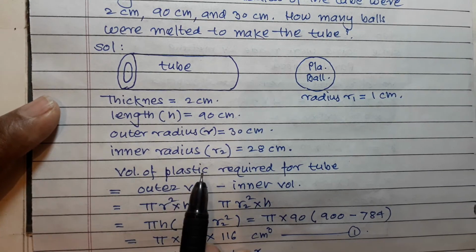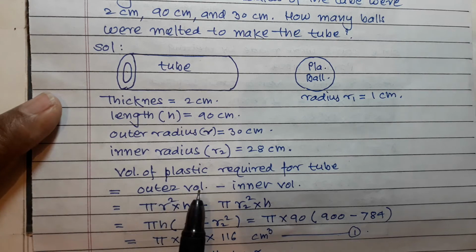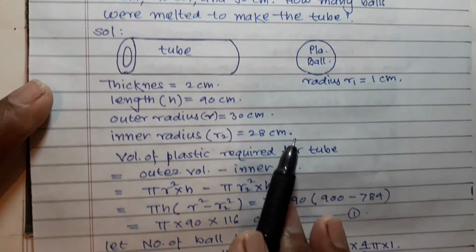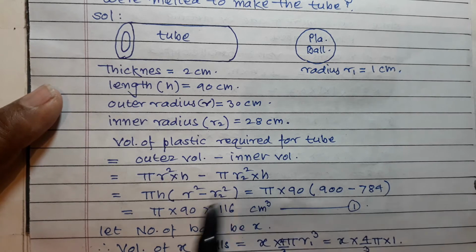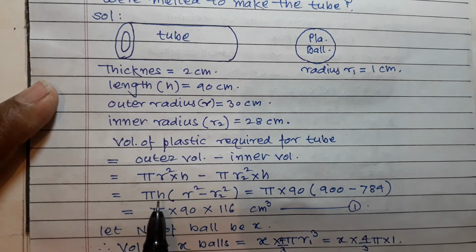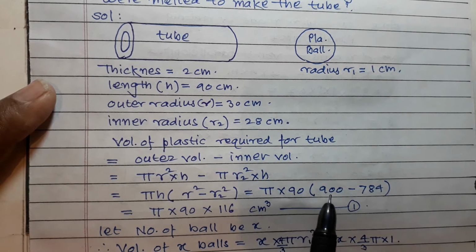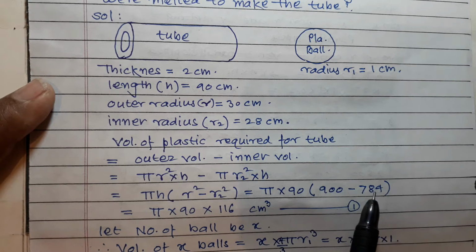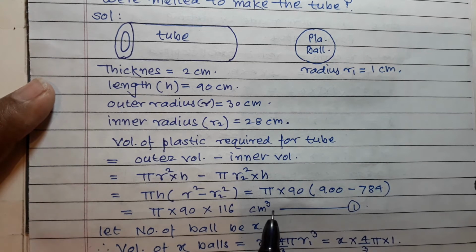So volume of plastic required for tube is equal to outer volume minus inner volume, and therefore pi r square into h minus pi r2 square into h is equal to, here you take pi h common, into bracket r square minus r2 square is equal to pi into 90 into bracket 900 minus 784 is equal to pi into 90 into 116 cm cube.